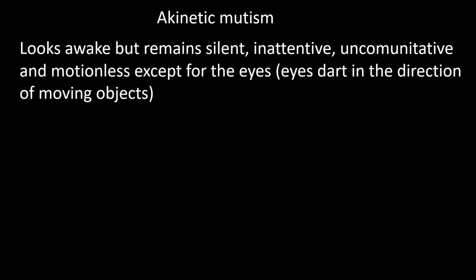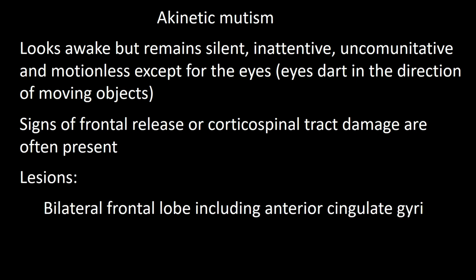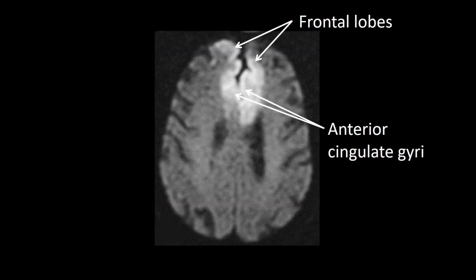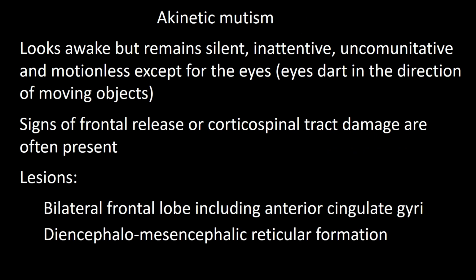Patients with akinetic mutism look awake but remain silent, inattentive, uncommunicative, and motionless except for the eyes. The eyes dart in the direction of moving objects. Signs of frontal release or corticospinal tract damage are often present. Most patients with this condition have bilateral frontal lobe lesions, including anterior cingulate gyrus lesions, as you can see in this MRI. Others have damage to the diencephalo-mesencephalic reticular formation.